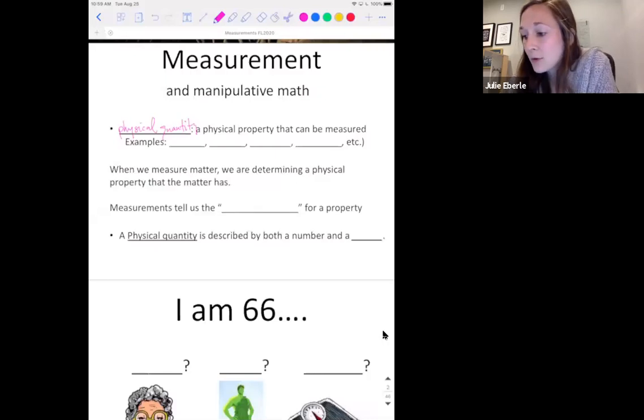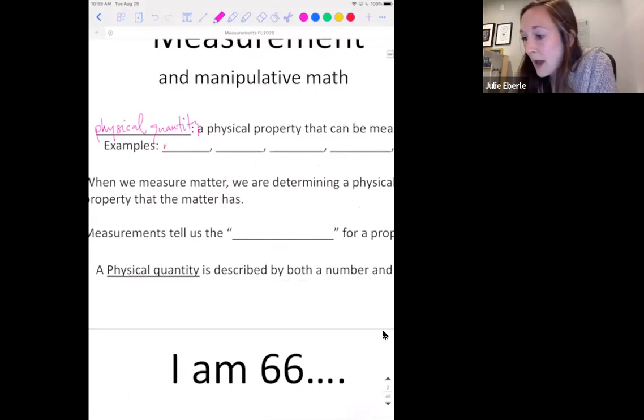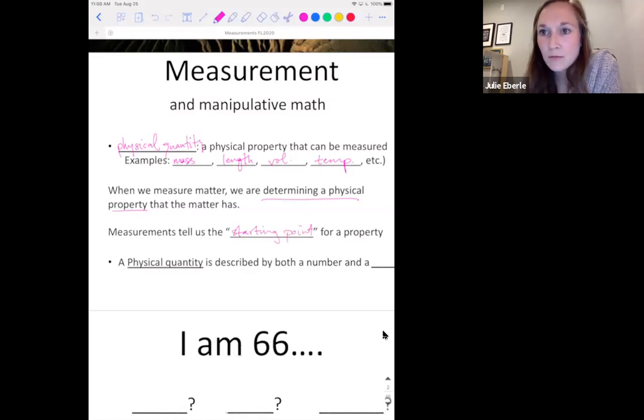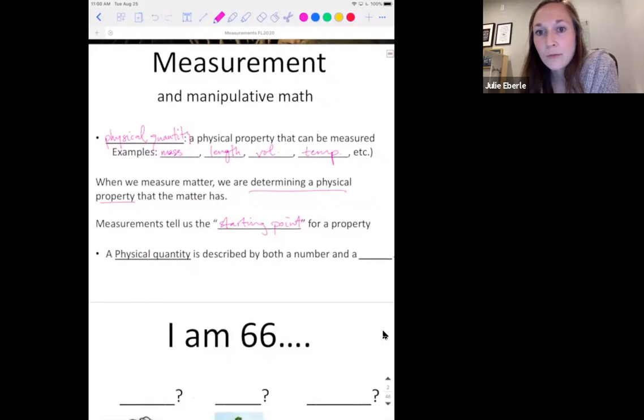All right, examples. We mentioned some of these last week, but you can measure mass, you can measure length, you could measure volume, or temperature. These are all things you can measure, plus there's more. But when we take a measurement of this, oftentimes we do it before and after a change. Not only are we determining a physical property that the matter has, but we are looking at the starting and the stopping point. Measurements tell us the starting point for a property. And if you took a measure afterwards, that would be the ending point for that particular property, whether you're talking about the size of it, the volume, the mass of it, or whatever.